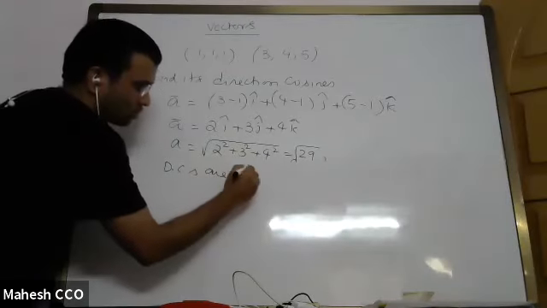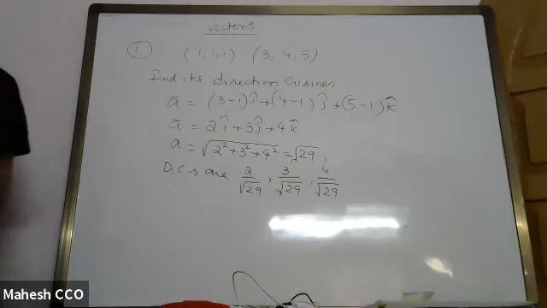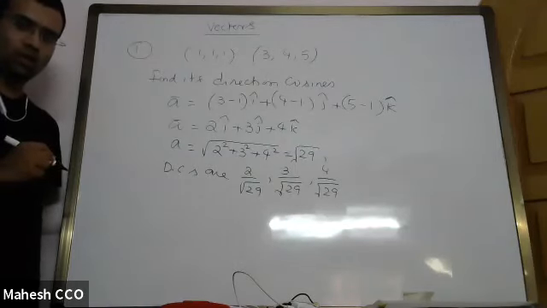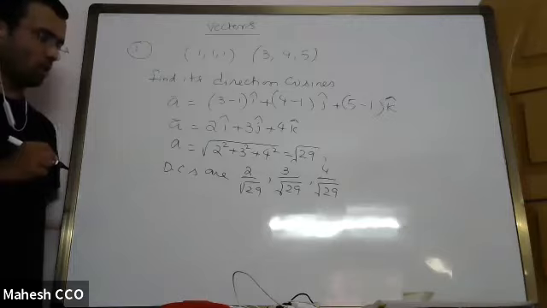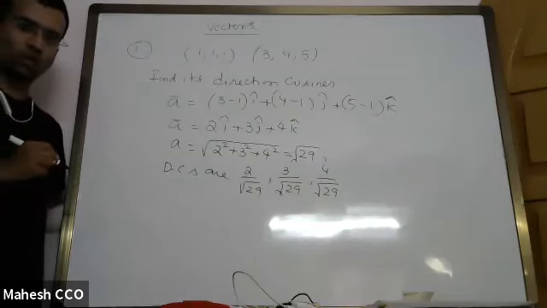And so the direction cosines are 2 by root 29, 3 by root 29 and 4 by root 29. As I have already discussed, if the components are A1, A2, A3 and the magnitude is A, then A1 by A, A2 by A and A3 by A are the direction cosines. So those of you who want to make a note, please make a note.